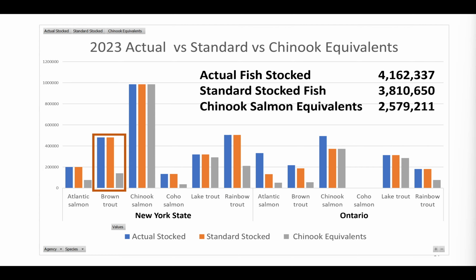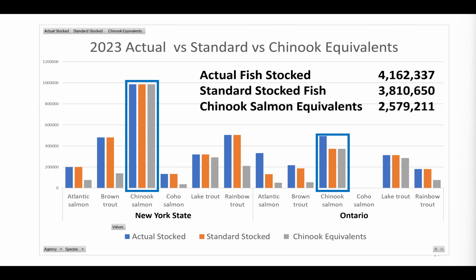So because New York only stocks standard stock fish, there's no difference between it. They just calculate out. But from a Chinook salmon equivalent and prey demand over the lifetime of a brown trout, it's much less because brown trout have a different energetic profile.